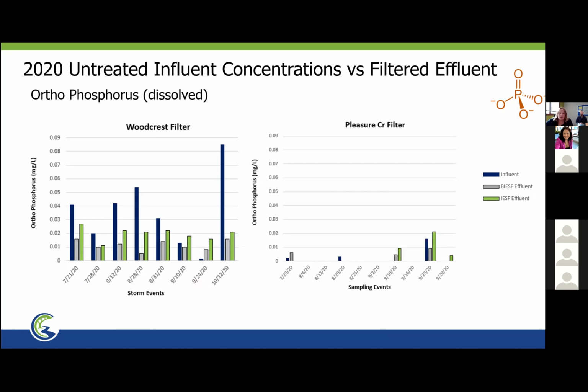And then the same thing for Pleasure Creek filter, very, very low incoming loads, so much so that many of our events where you don't see bars, those were actually non-detects. You can't detect phosphorus below about 0.003 in the lab, so very, very low. But here, interestingly, you can see the couple of times where it was detected. It was actually detected in our filtered water at a higher frequency and higher concentration than in our incoming water. So this does show a little bit of leaching of the dissolved fraction. And I'll talk about that a little more when I show you all the loading data.